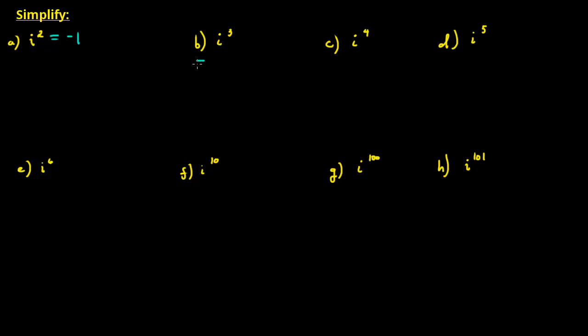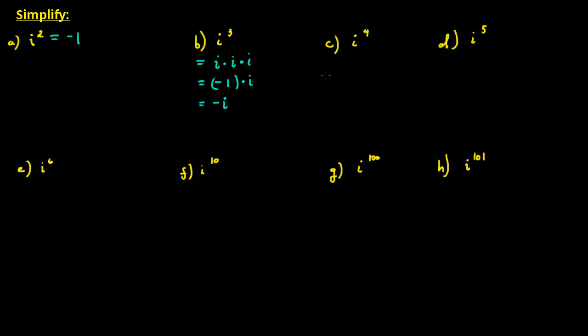Next, if we have i to the power of 3, remember that this is i times i times i. That's actually what i to the power of 3 means. So if I multiply i times i I get -1. So I've got -1 times i, and we would just write this number as -i.